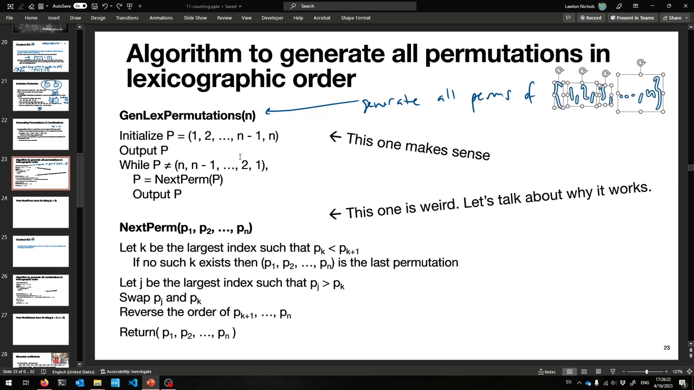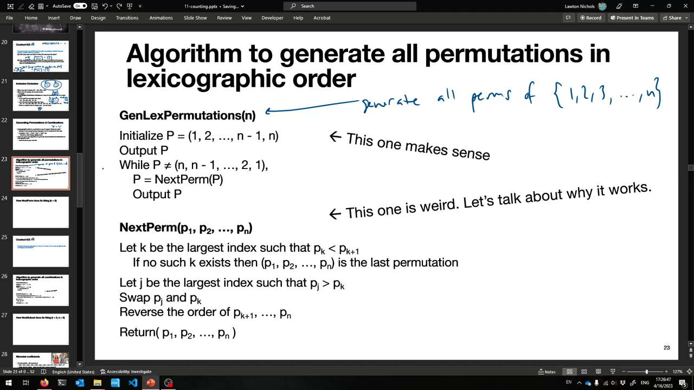Okay, and the way this one works, this is the easy one. It's going to call a harder function that'll take some time to explain, though. But what it does is it initializes all the permutations. It's going to have a variable that stores the permutation. The first permutation of these numbers in lexicographic order is they just put them in order, 1, 2, all the way to n. Okay, so that's fine. And so print that one.